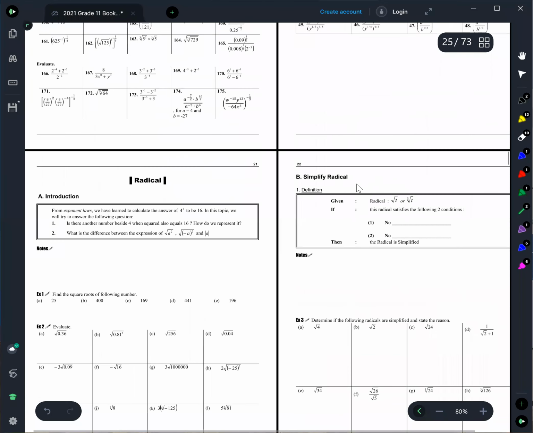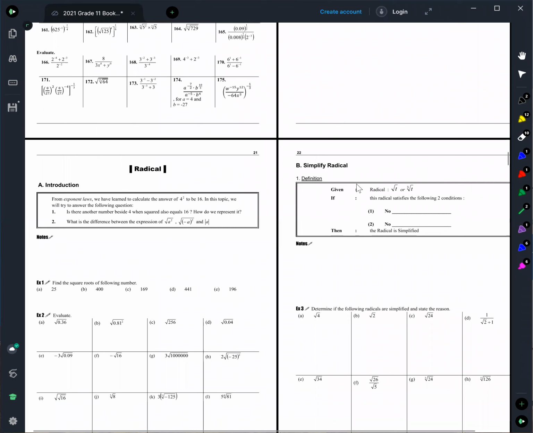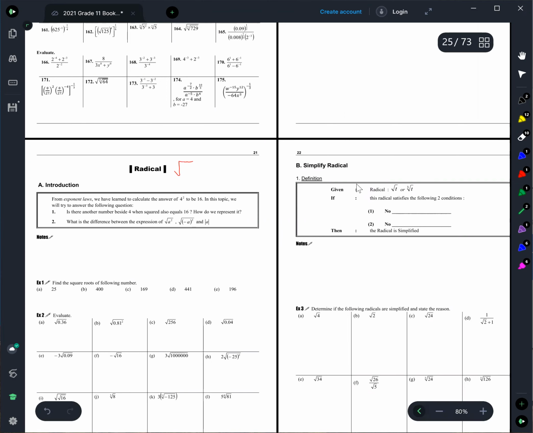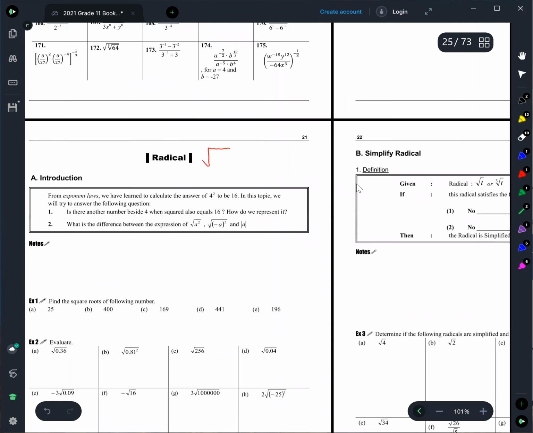So let's turn to page 21, okay? The topic is called radical. In other words, it's a square root, cube root, okay? Any kind of root. So radical is the symbol, okay? This symbol here. And then outside, this number is called the index.